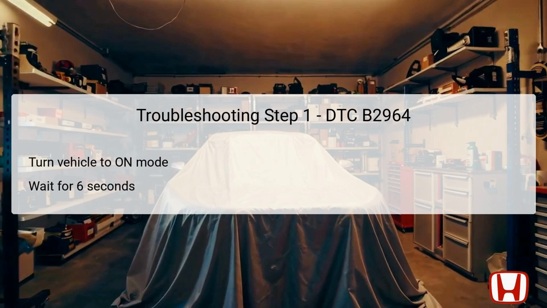The first troubleshooting step to address DTC B2964 involves turning the vehicle's ignition to the on mode. This action powers up the vehicle's electrical systems, including the climate control unit. After engaging the ignition, it is crucial to wait at least 6 seconds to allow all parameters to stabilize and ensure that the climate control system is correctly initialized.